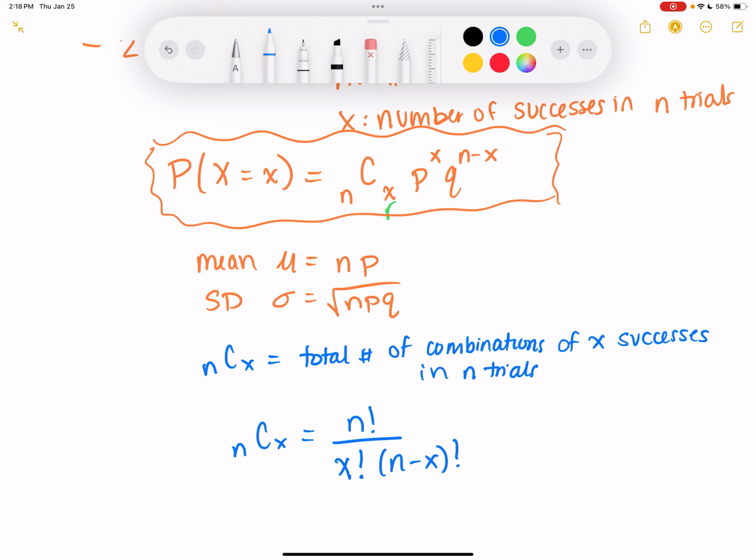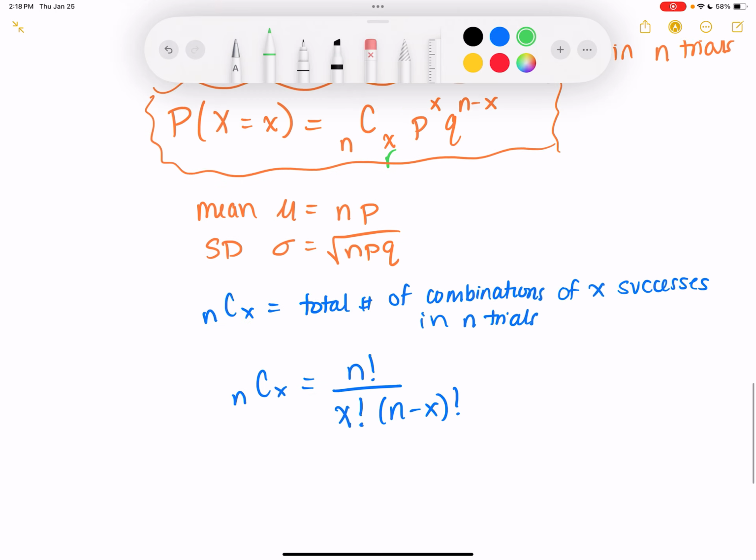Now, that's how you would do it by hand. Your calculator can do it for you. I'm going to go ahead and tell you this part now. This is going to be under math. Then you're going to go to PRB, which is probability. And then there's going to be an option. You're going to see NPR and NCR. NCR is the one you're looking for. NPR is something else. So NCR, or in our case, NCX.